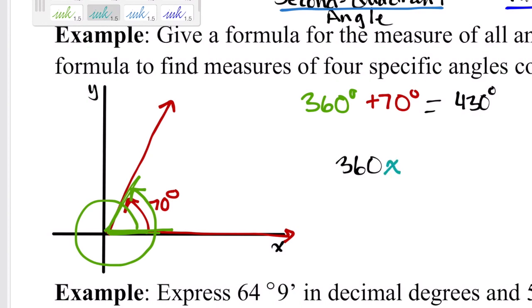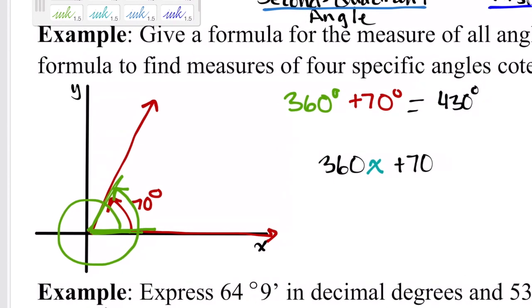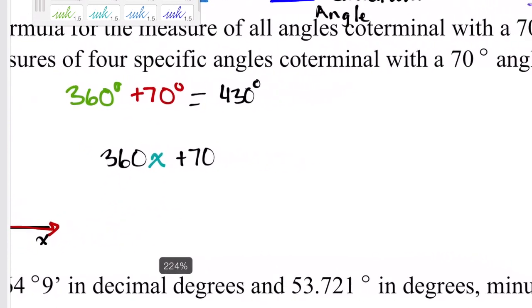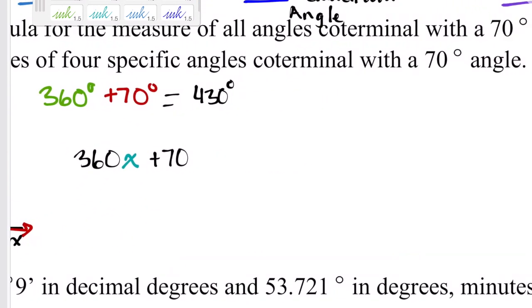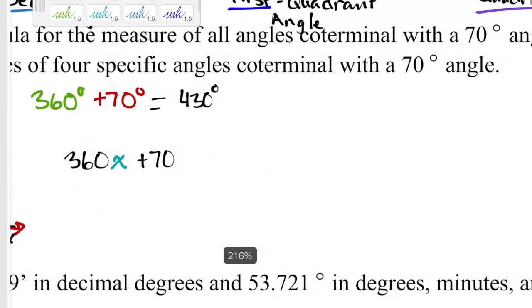I can use a variable for that. So x, or you could use another variable. It doesn't have to be x. I'm going to use x in this case, as x being the number of times that I'm going around from 70 degrees. And so this is the formula that I'm going to be using to figure out some of the other angles that are coterminal with 70 degrees.